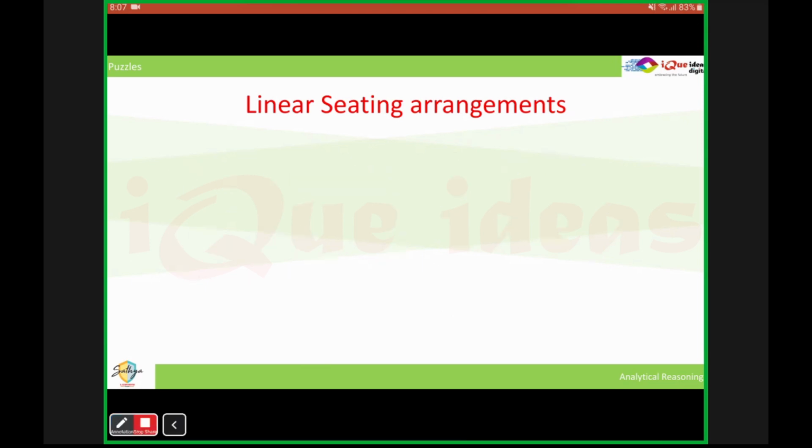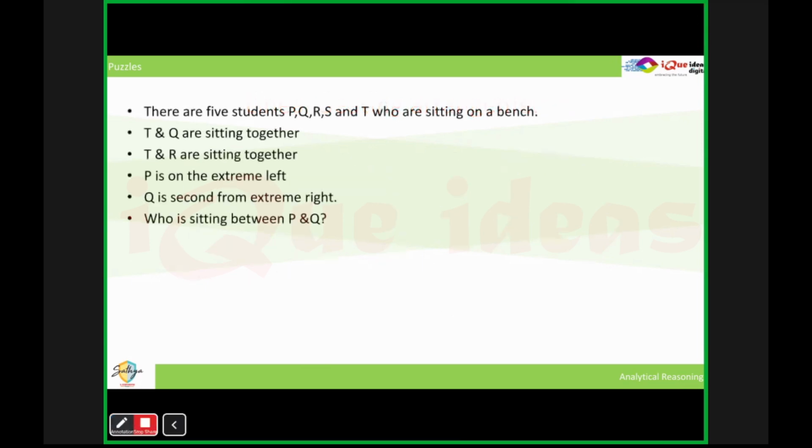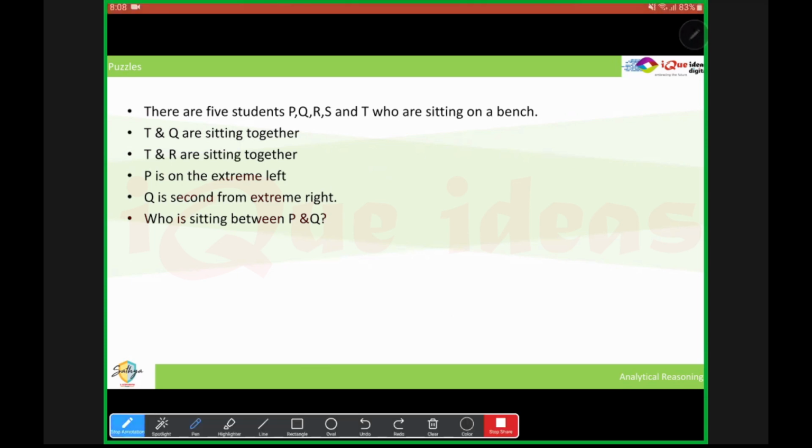So now, if I take an example that there are five students PQRST sitting on a bench, my first clue says that T and Q are sitting together. So T and Q साथ में ऐसे भी बैठ सकते हैं, ऐसे भी बैठ सकते हैं. T and R are sitting together, तो TR ऐसे भी हो सकता है, ऐसे भी हो सकता है, दो arrangements कर रहा हूं अभी तक.